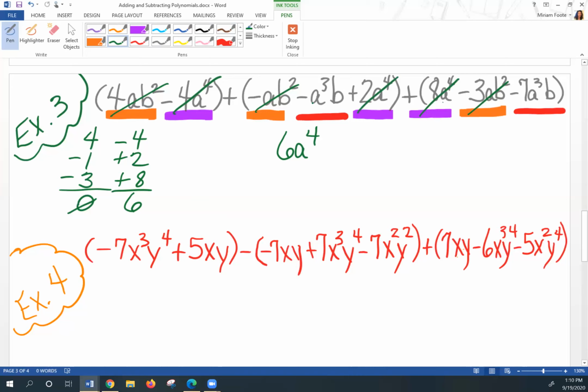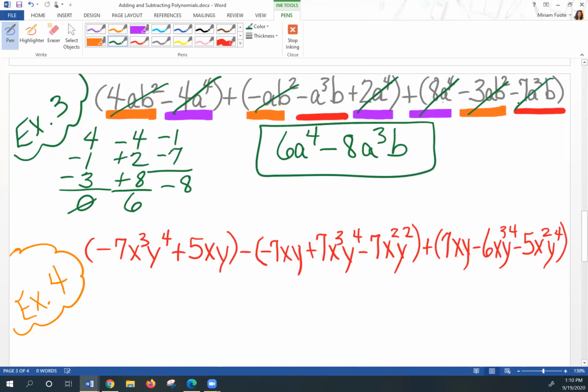Next, I'm going to move on to the reds. So that's a negative 1. That's a negative 7. And when I combine them, I have a negative 8. So I know I'm going to write negative 8, and then I bring down the variable and exponents, a cubed b. This is my answer.